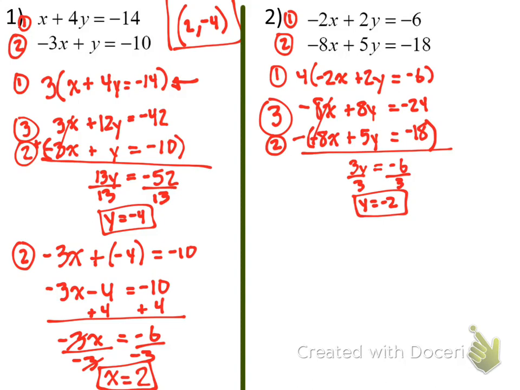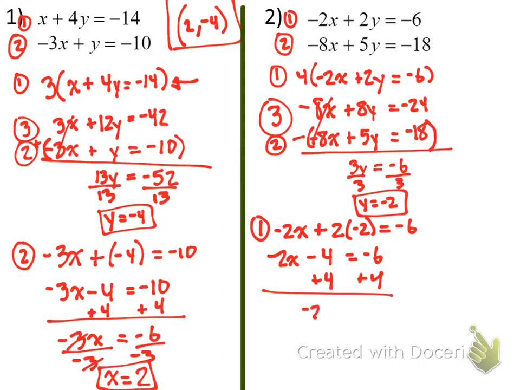Plug it back in. I'm going to use equation 1 for y. So equation 1, we got negative 2x plus 2 times y. Our y is negative 2, so it's 2 times negative 2 is equal to negative 6. So we got negative 2x minus 4, actually. 2 times negative 2 is negative 4. Is equal to negative 6. Add 4 to both sides. We got negative 2x is equal to negative 2. Divide both sides by negative 2. And negative 2's cancel out. We just have 1 here, so x is equal to 1.